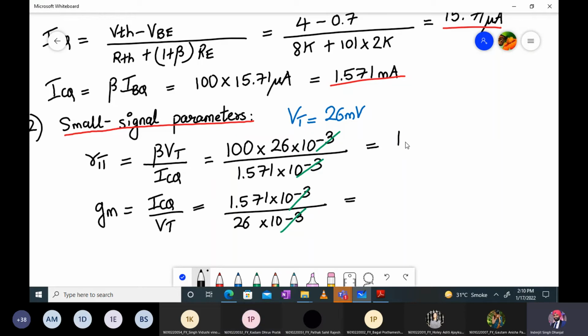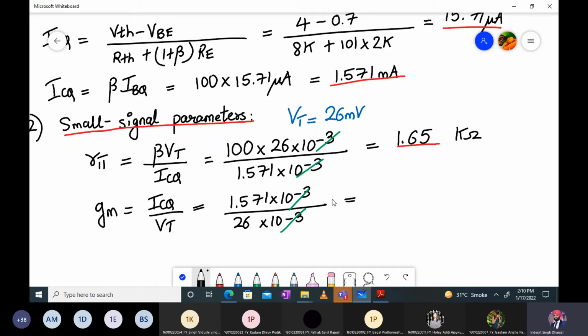1.65. Always R pi will be in kilo ohms. So is it 1.65? Yes, sir. 1.65 kilo ohms. The value is 1.65 kilo ohms.